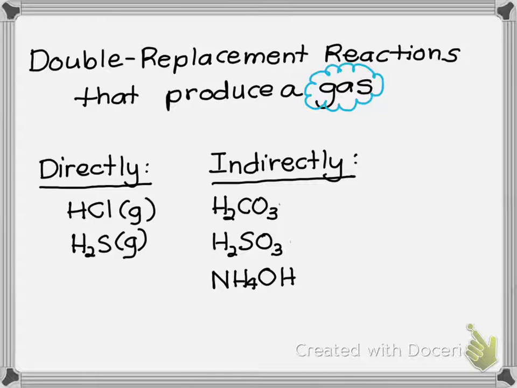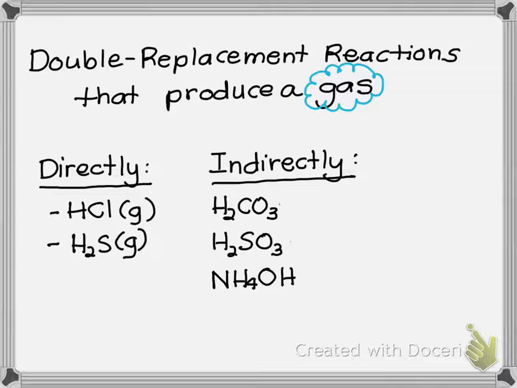Well, it's not always that you make a solid or something that's insoluble. Sometimes you make a gas. And there are gases you can make directly, like HCl here or H2S here. But what I want to focus on, and it's one of the homework questions, is when a gas is produced indirectly. So indirectly, you can see here I have H2CO3, H2SO3, and NH4OH, and these are common ones that can make gases indirectly.